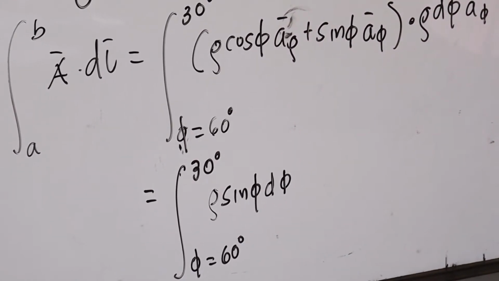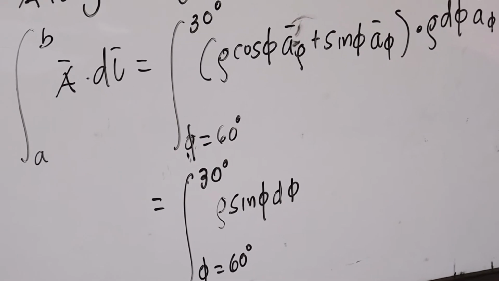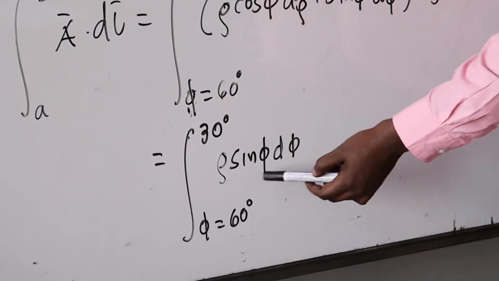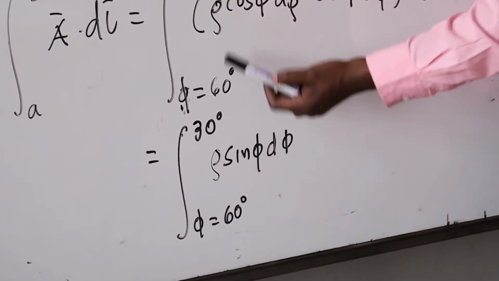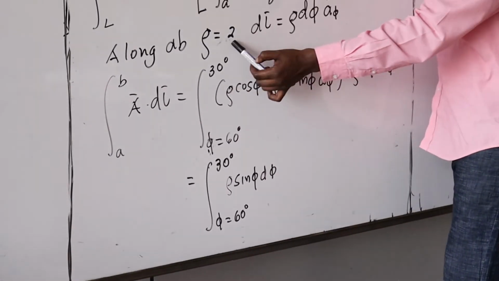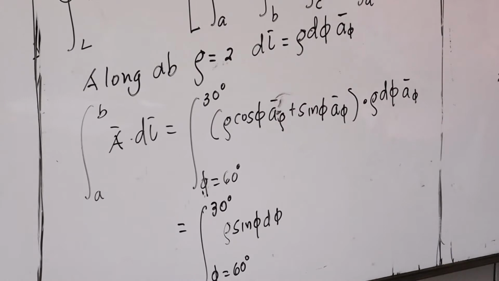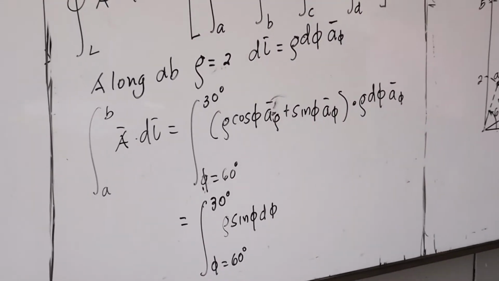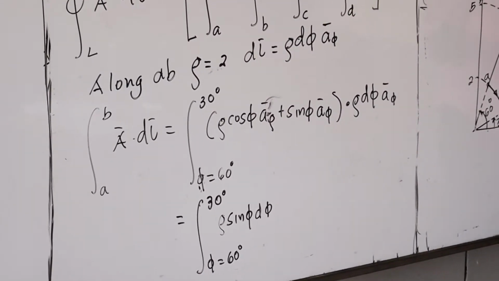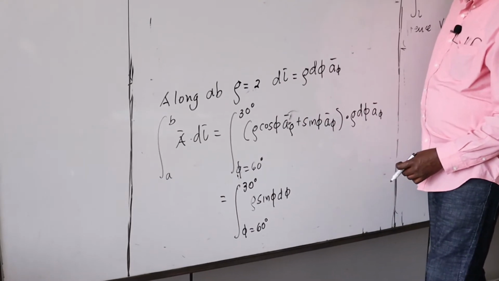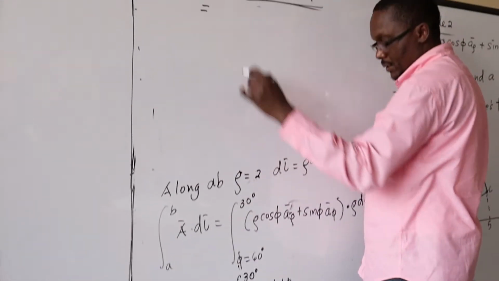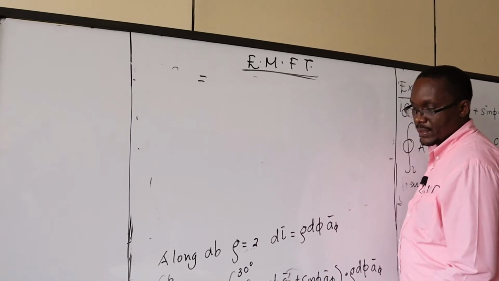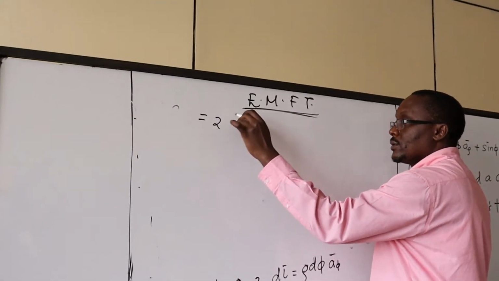Then I can do my integration. But also you need to take note that we are only integrating with respect to phi, so the value of rho is given as a constant 2 along AB path. So let us continue with our equation. So we have this to do an integration on. So if I continue, because rho was a constant, I'll indicate a 2.